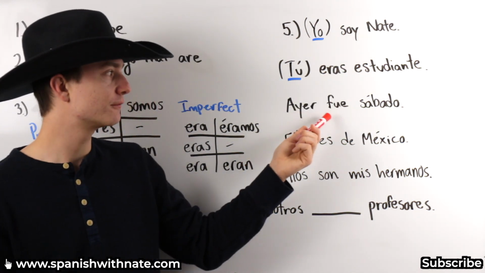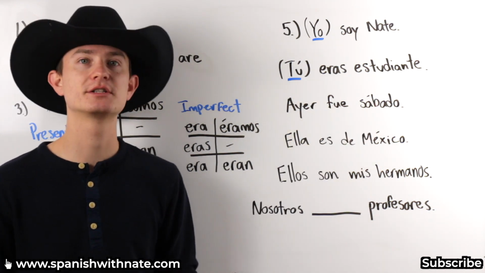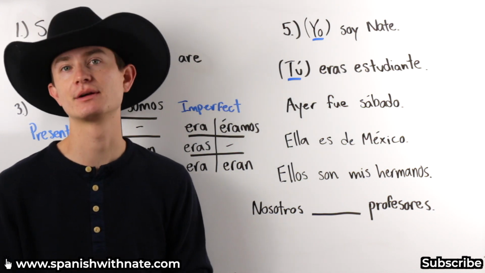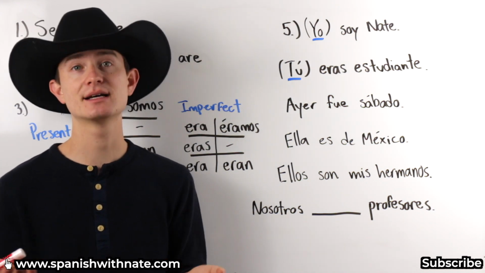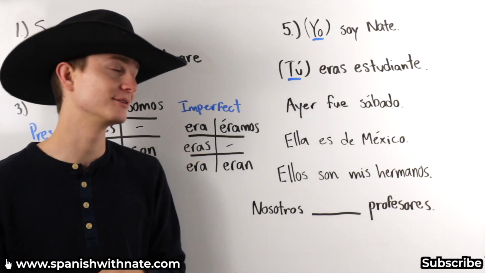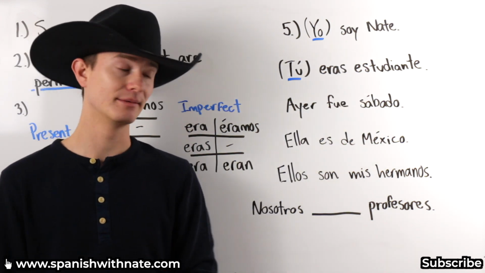Ayer fue sábado. Yesterday was Saturday. So yesterday was Saturday, and it's over. We know that it's over, so then we could imply that today is Sunday, which actually today is Tuesday, but just keep that on the down low. Okay, ayer fue sábado. Yesterday was Saturday.